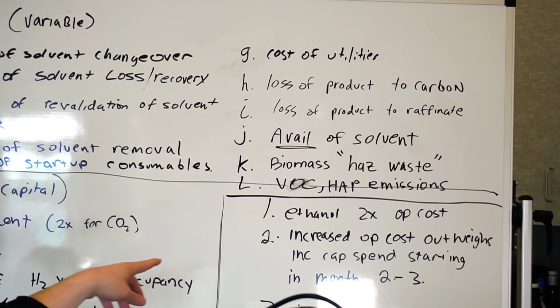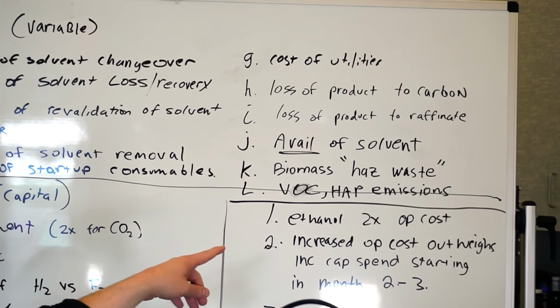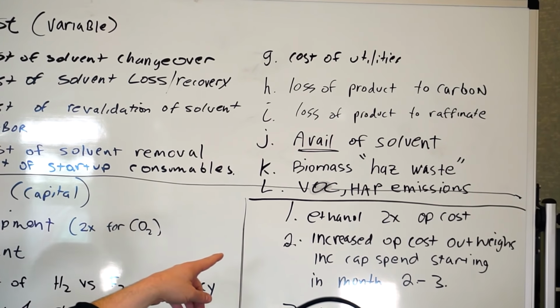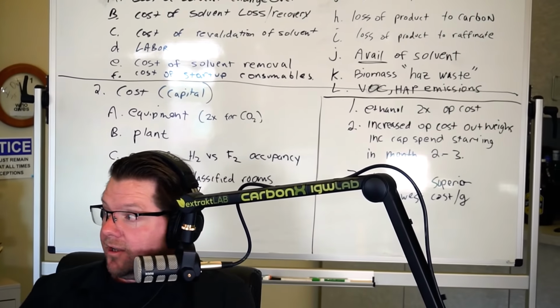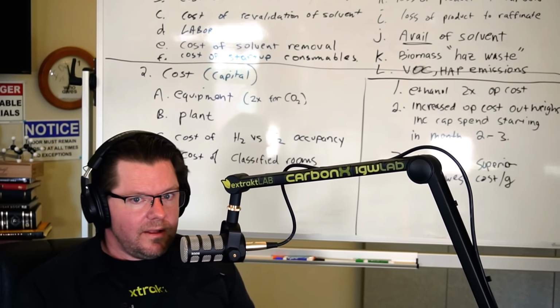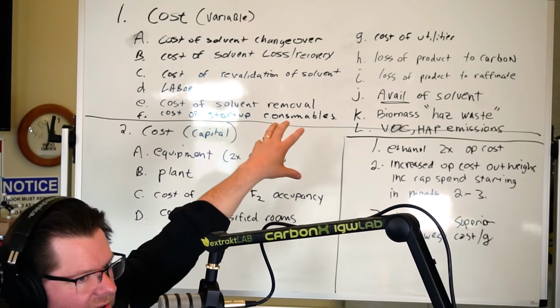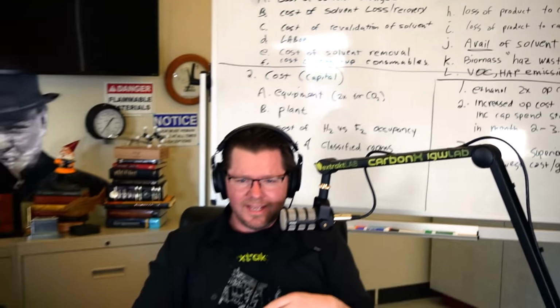Then there's the availability of the solvent, the biomass being hazardous waste, and also when you get rid of all of the ethanol from that biomass, you're creating a lot of VOC and HAP, and you have to have permits for that. So it's different than CO2. If you add up all of those costs from a variable perspective and compare it with CO2, it's not even in the same ballpark in terms of the amount of money it would cost you to create a kilogram of CBD oil.